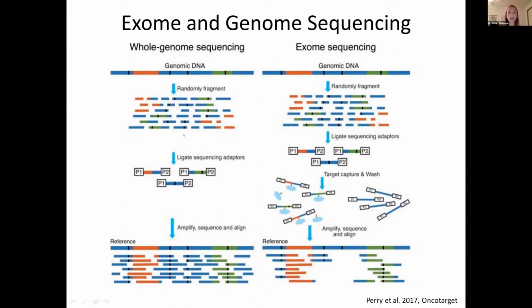With whole genome sequencing, the process is essentially the same, except you don't have to capture anything because you want to sequence every region in the genome. And so this introduces an easier wet bench workflow, but it also introduces less bias into what you're sequencing.